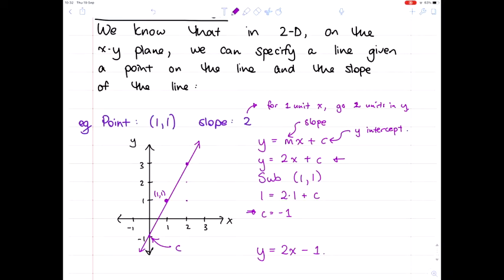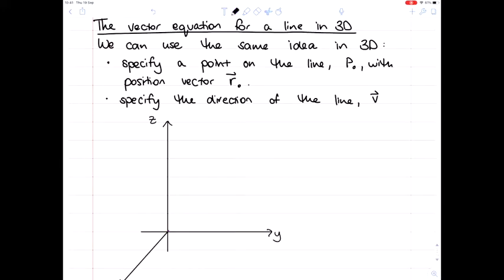So the key thing to take out of this example is that in order to specify this line, we needed 2 bits of information. We needed a point on the line, and we needed to know the slope of the line. Now you've studied other ways of calculating equations for lines, but in order to talk about 3D lines, this is the form that we're going to use. So we're going to use the same basic idea to describe a line in 3 dimensions.